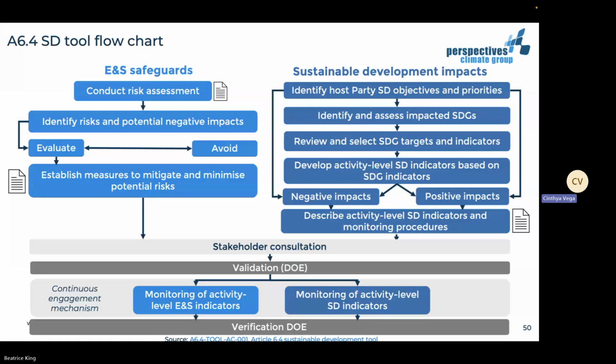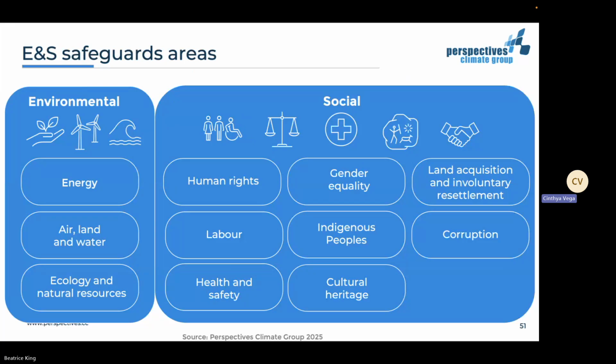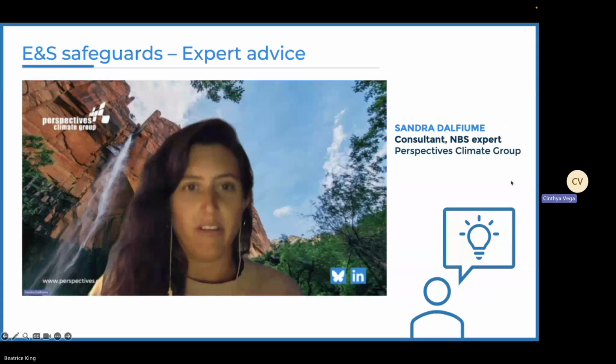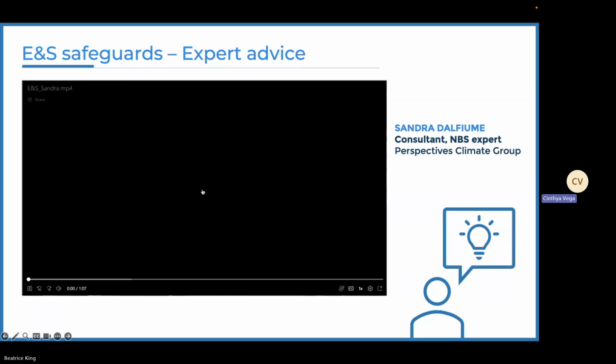And just a quick mention of the environmental and social safeguards areas. There are 11 under the tool, and we have a clear division now of what comes in environmental and social, on the social areas. We have a 1-minute video of the expert advice. So can we, yes, great. Let's see if we can play the video.